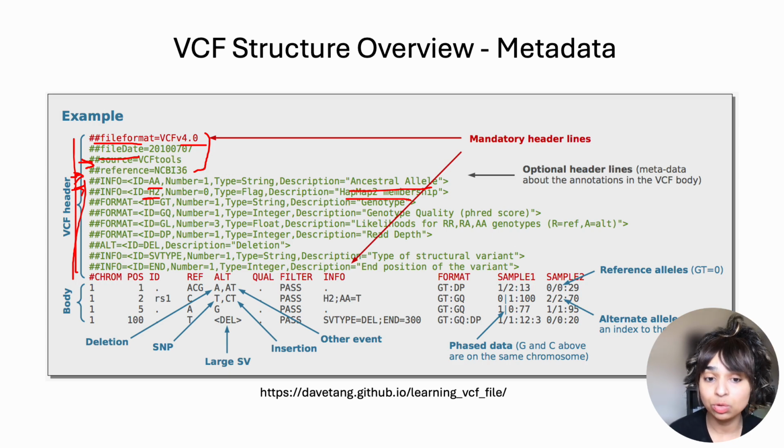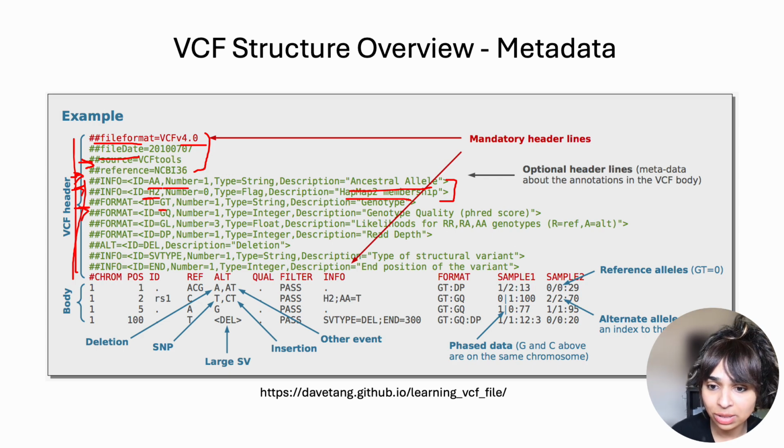Even the numbers, when you go into the details, you will understand what number 1 means, what number 0 means, but we are not going to go into that much detail in this presentation. Let's come to the next one, which is FORMAT. Again there are certain codes given like GT, GQ, GL, DP. What do all these mean? GT means genotype, GQ means genotype quality Phred scores, which if you remember I had discussed in previous videos. GL means likelihood for RR, RA or AA genotypes, and DP means read depth.